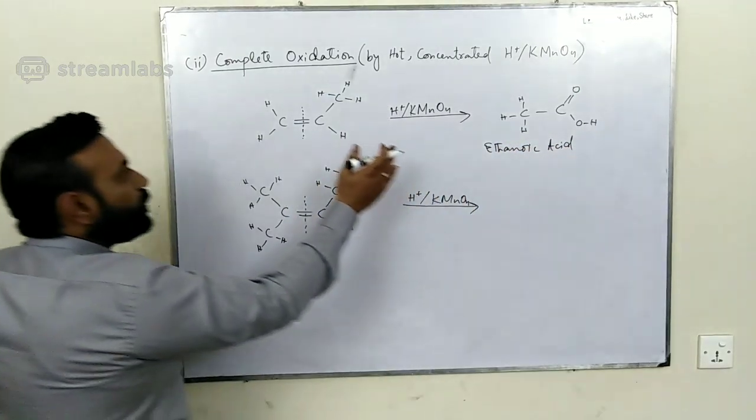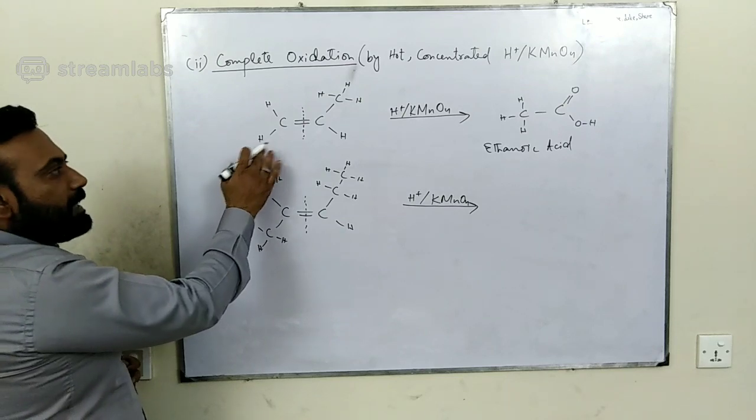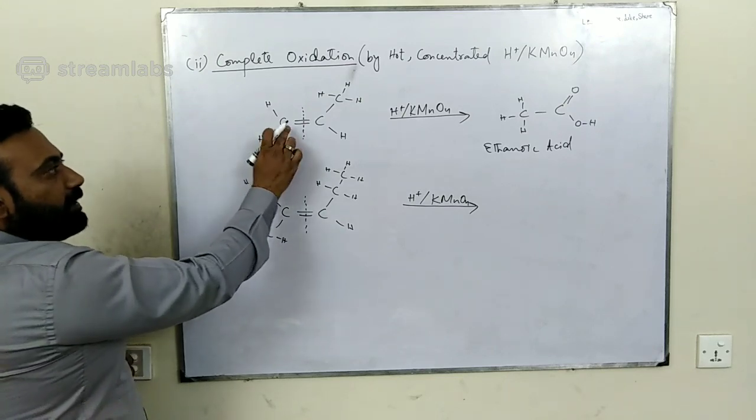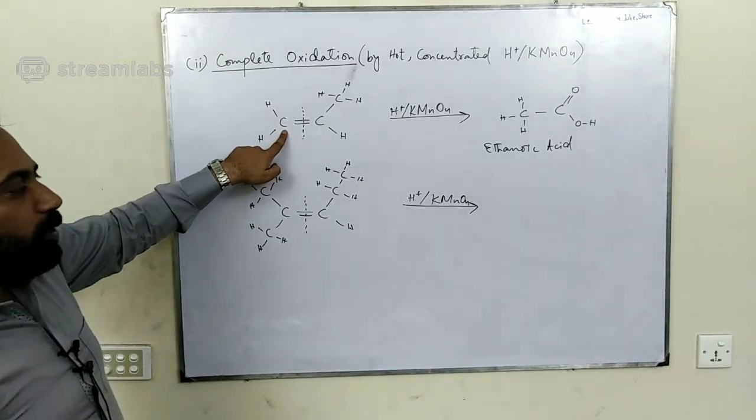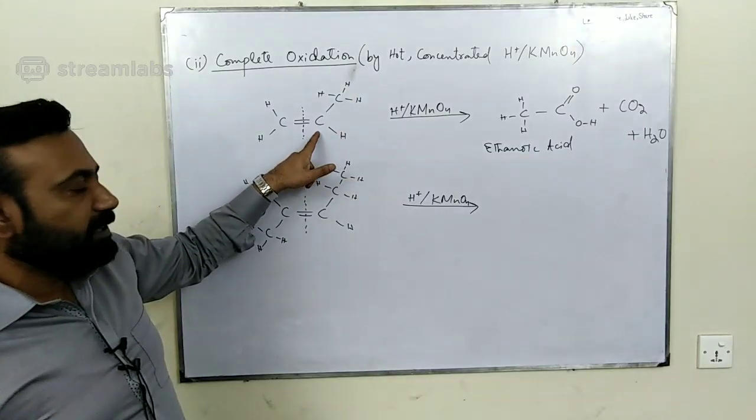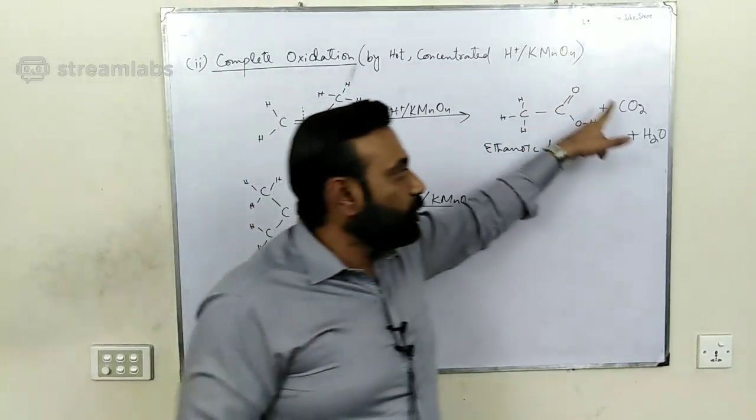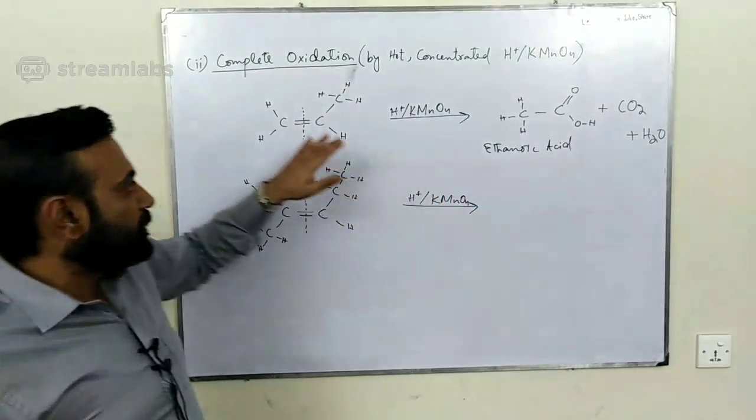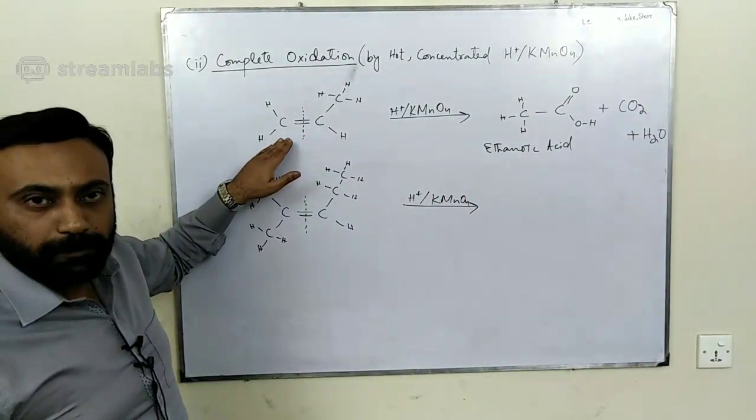Now let us take a look at the other side of the molecule. Now this side, this carbon atom was initially involved in the double bond, and CO2 and H2O are formed because of the oxidation of this part of the molecule.